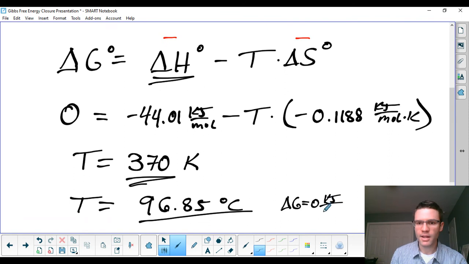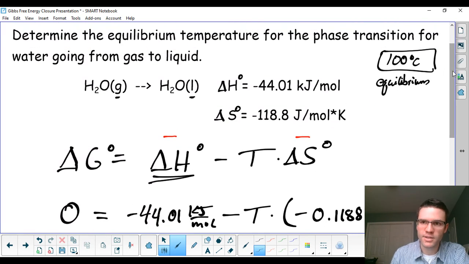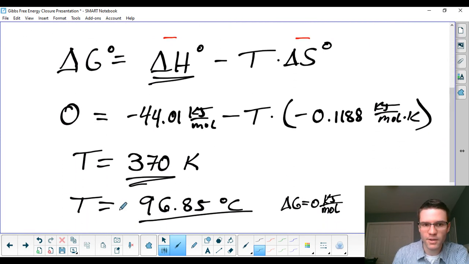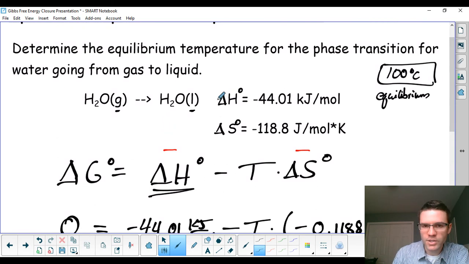Well, you might be saying that didn't work because we know that the normal boiling point for water is 100 degrees Celsius. I should get the equilibrium position for this reaction at 100 degrees Celsius, not at 96.85. Why is it not 100? The reason it's not 100 is because these values, earlier in the video I mentioned, these values actually change a little bit when temperature changes.